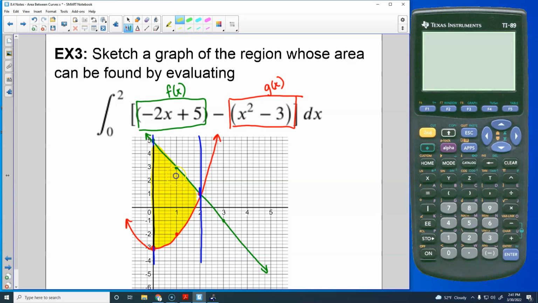So you'll have a couple tonight where you've got to sketch a graph. They should be fairly simple graphs to sketch. They won't be terribly difficult.